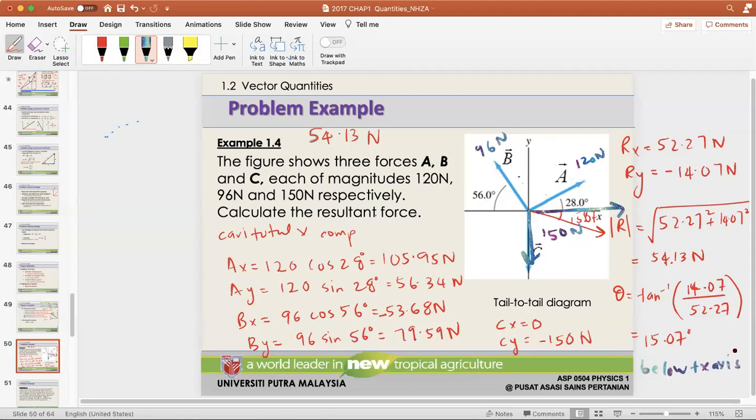I think that's all for today. Any questions for me or any questions for Hakim? Did everyone get the same answer? I did not calculate this. Sama tak jawapan korang?